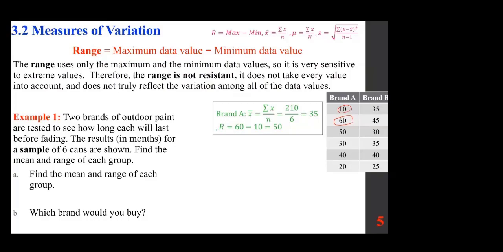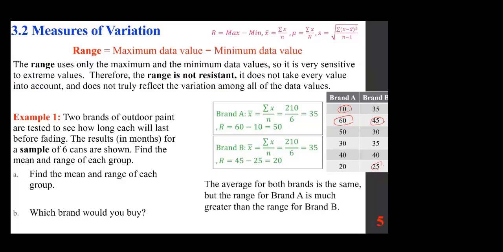We do the same thing for brand B, and we notice that the largest number is 45 and the smallest number at the bottom is 25. So that would be the difference between the two as far as the range is concerned. So clearly we notice they have the same mean. The average number of months that they're going to last is the same, but they have different range. The range is different for both.